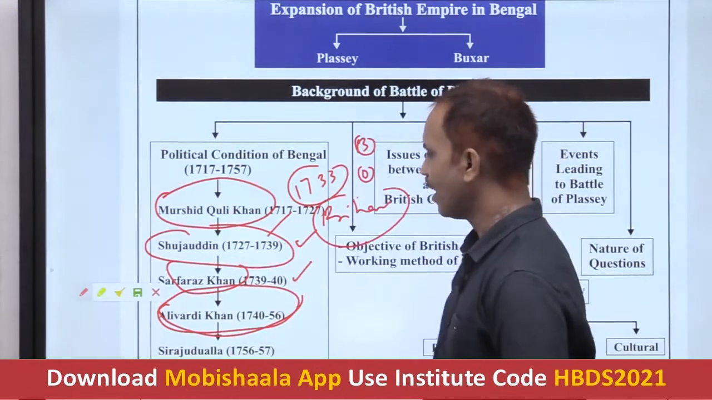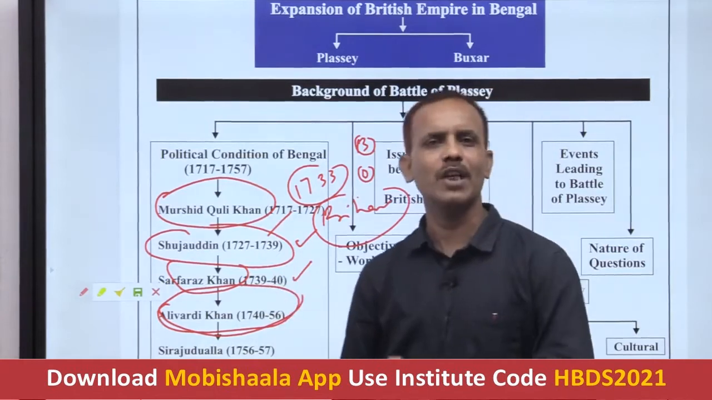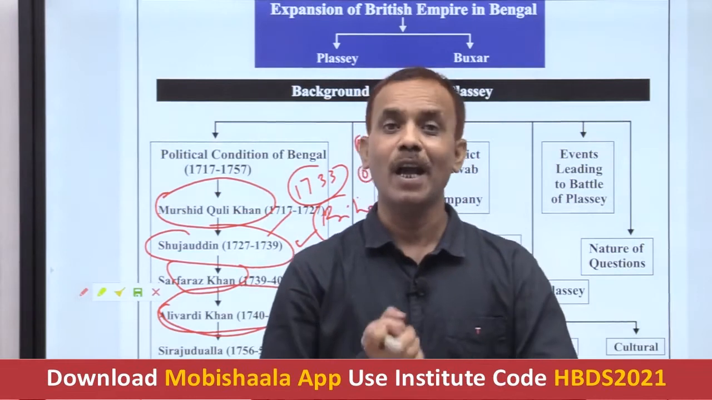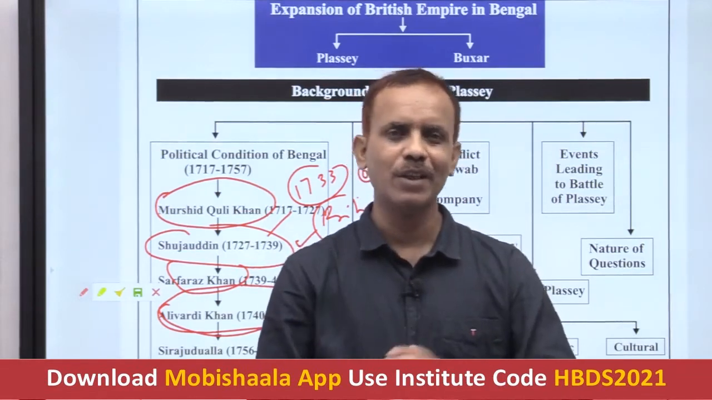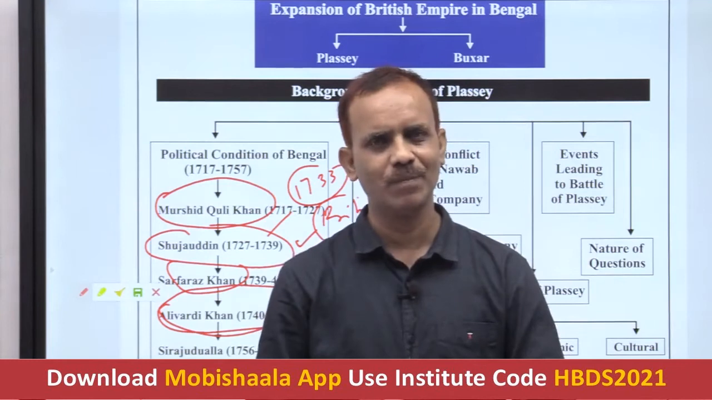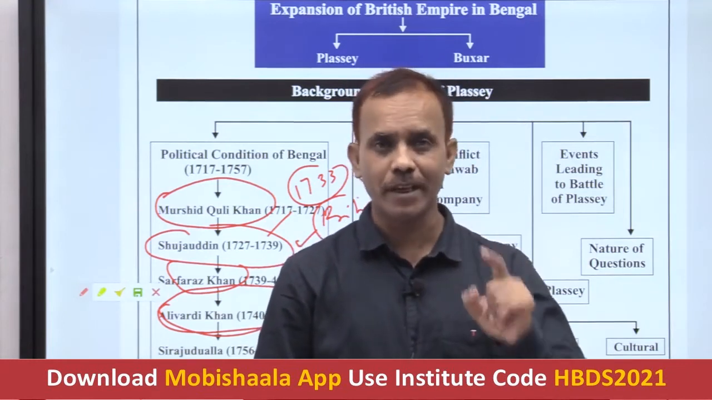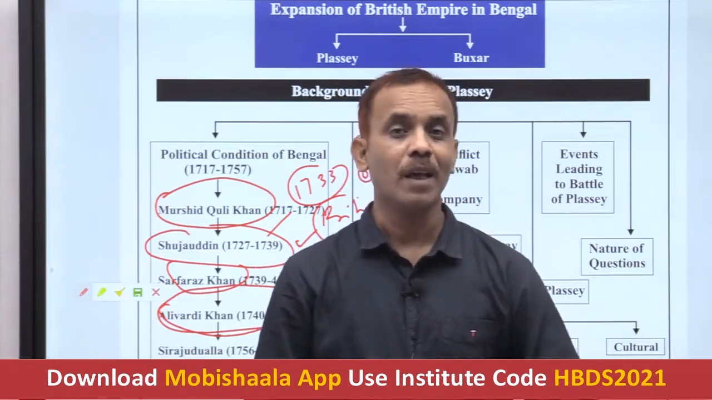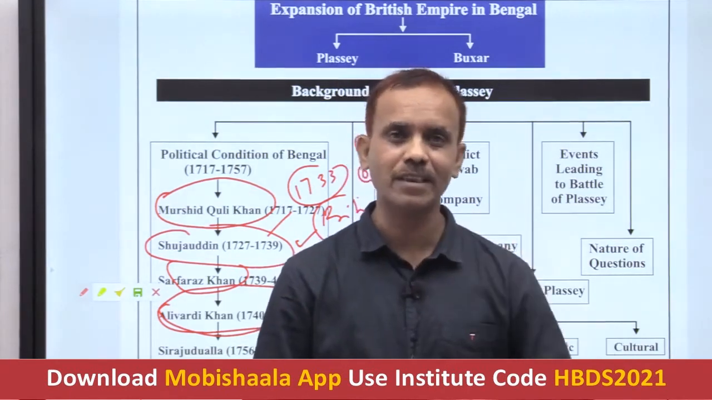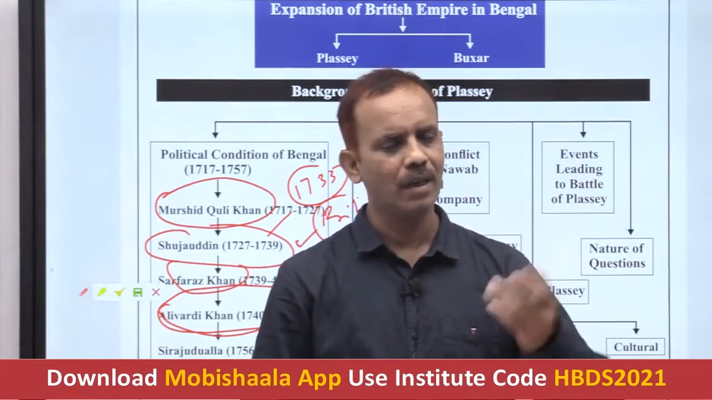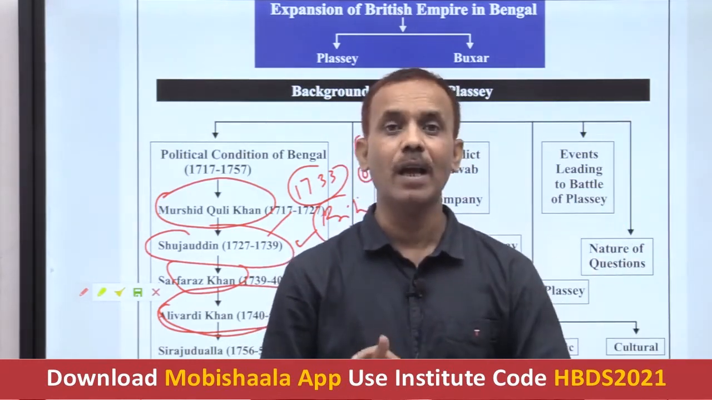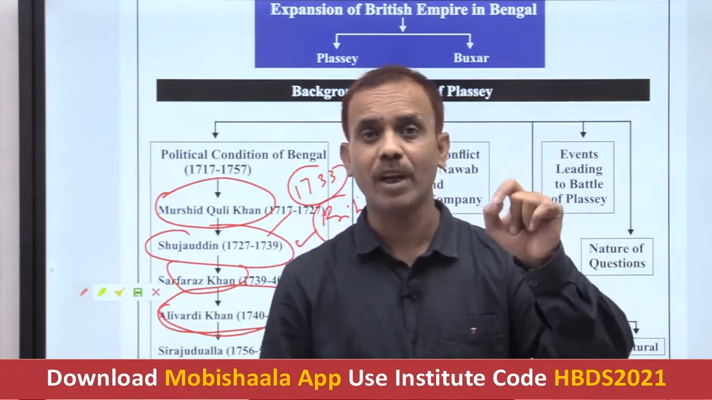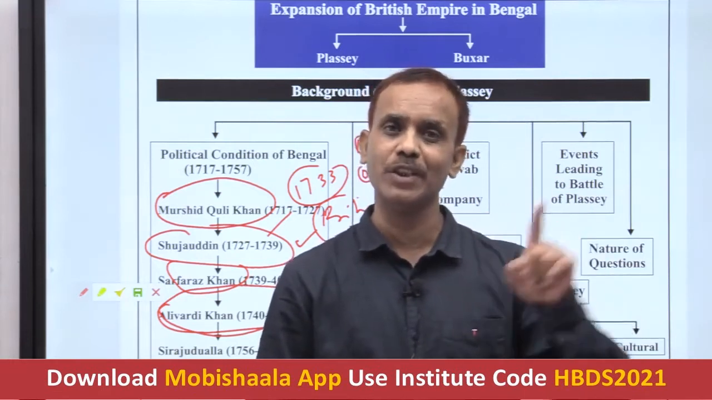Like Murshid Quli Khan, Aliwardi Khan was also a genius ruler, a capable ruler, and so he also maintained the rules and regulations. Number one, he also promoted agriculture, craft, industries in his time. He also realized the taxes from the European companies like the British and French company, and he also put restriction on the fortification of European settlements in his time.